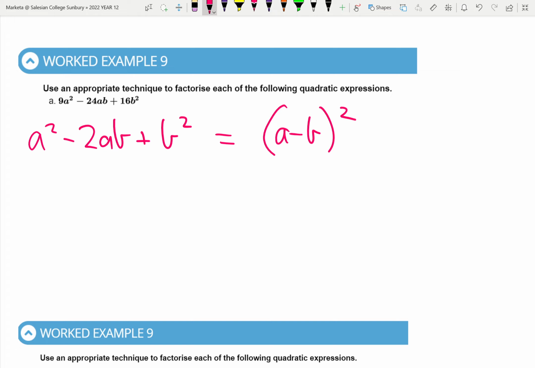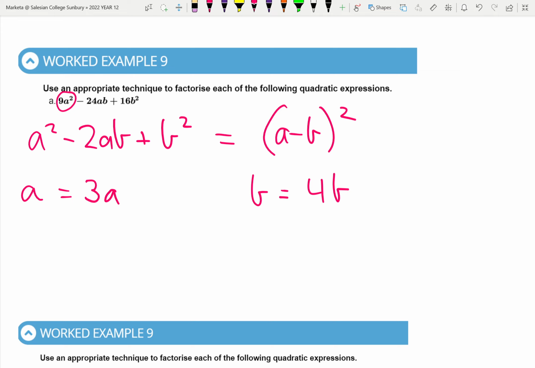I think that because, well, there's something squared here, there's something squared there, there's three terms, and I'm guessing that the middle term will be 2ab, or negative 2ab rather, and that's what I'm going to check out. So let's let a equal 3a, not 3a squared or 9a squared, and then b is going to be, well, the square root of 16b squared, which is going to be 4b. So a was the square root of this and b was the square root of this, because 9a squared is a squared and 16b squared is b squared.